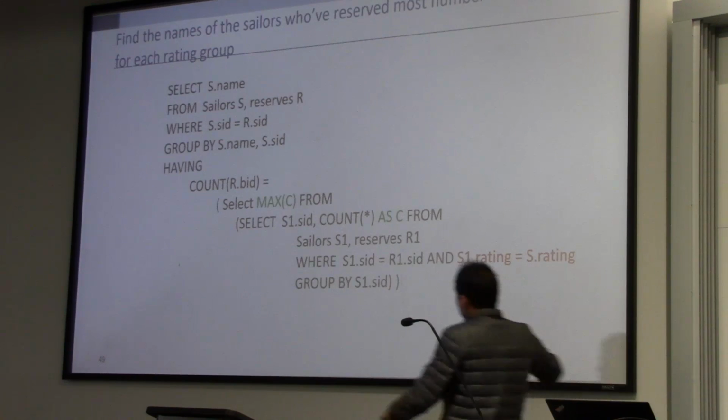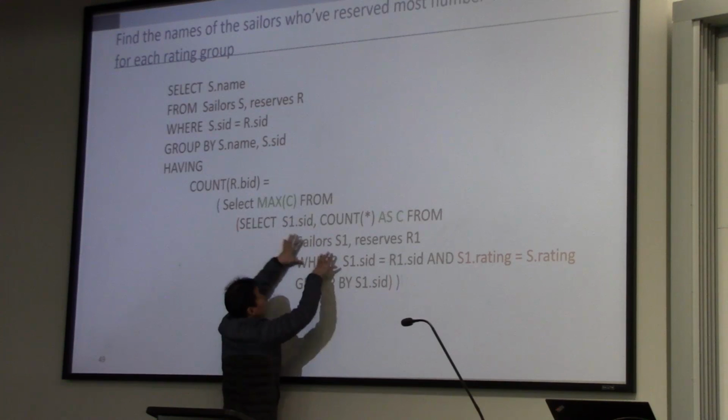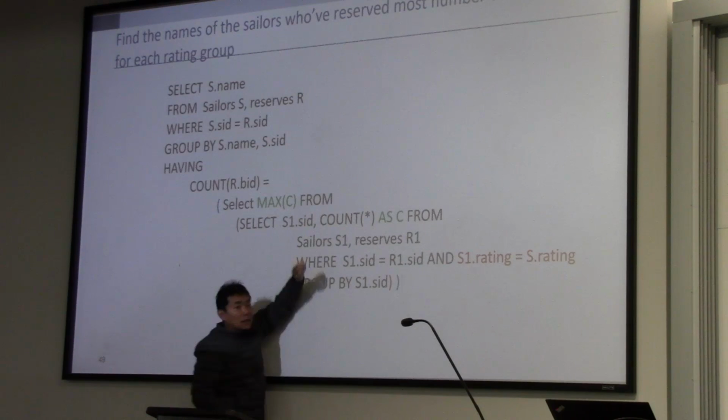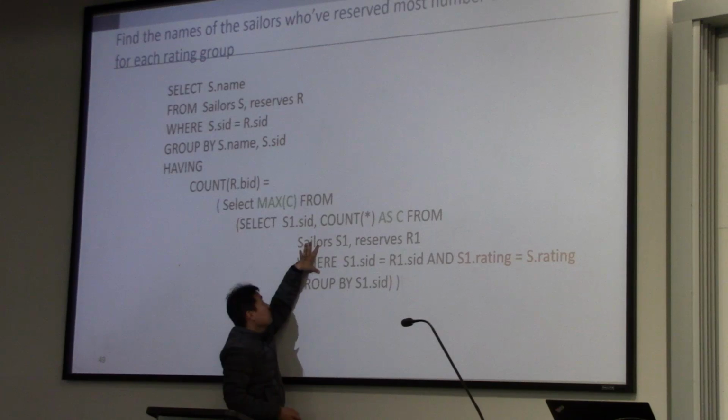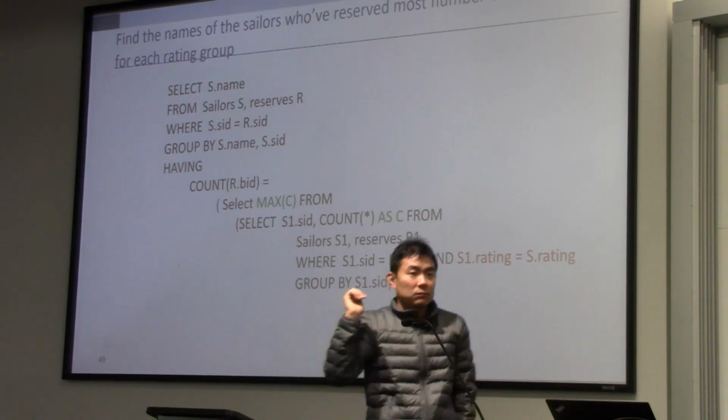Here, I'm using this query as a nesting so that this is supplied as a relation to the from clause of this select from block. So this is one block, this is another block, and that second block returns a relation instance that is supplied as the input to that first select from block. Okay? Does that make sense?